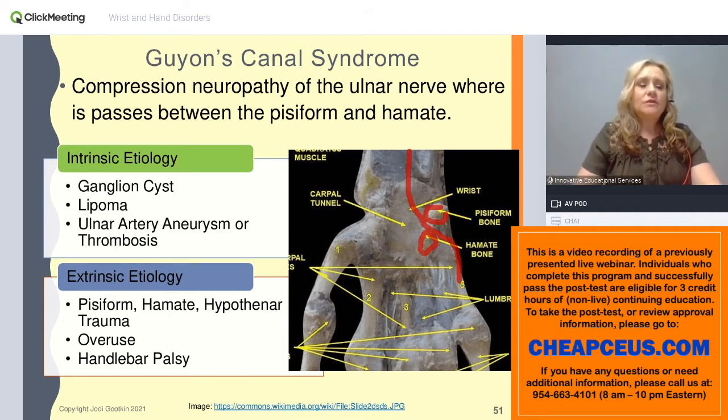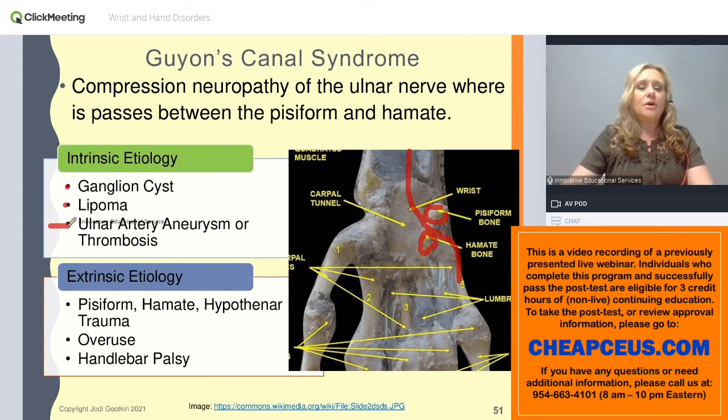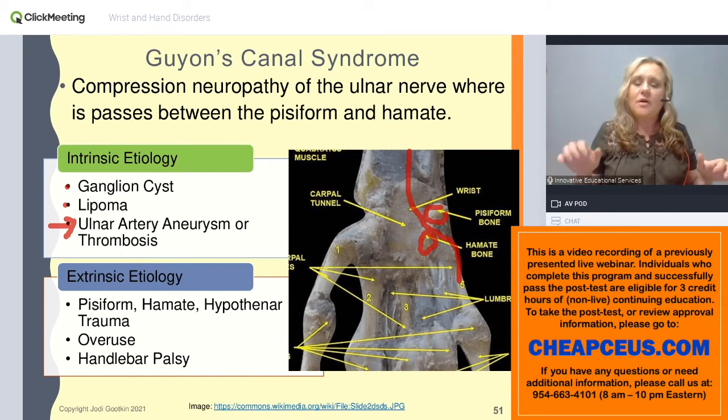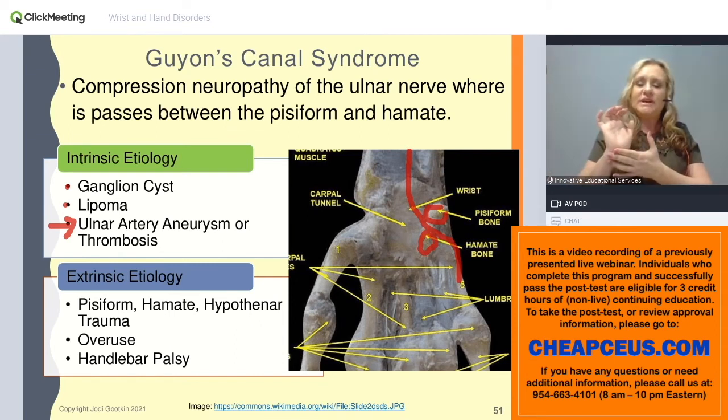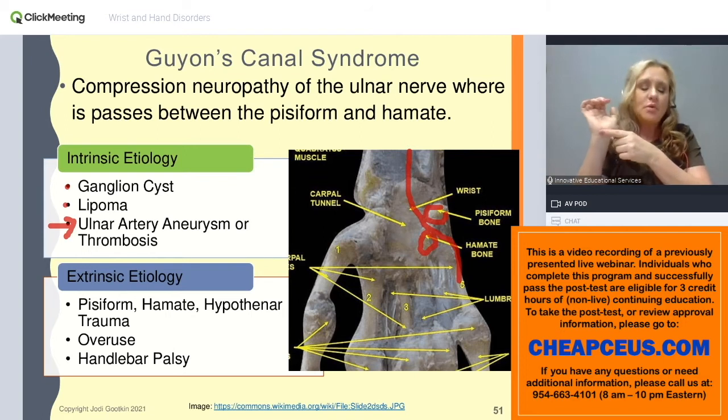And this can occur for several different reasons. Always, space-occupying lesions such as cysts or lipomas are a possibility. Other space-occupying lesions could be an ulnar artery aneurysm or a thrombosis. We're again considering those patients who may be doing excessive weight bearing on their hands, particularly with wrist extension and weight bearing on that ulnar side by that pisiform, where maybe they're propelling a wheelchair. Did they have a slip and fall where they're catching themselves? And it could potentially be a thrombosis in that area.